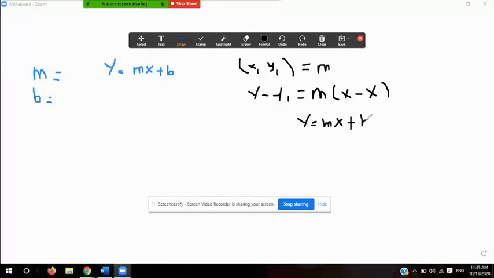So again, if I give you the ordered pair and the slope, what you're going to do in that case is basically use the point-slope formula, which is y minus y sub 1 equals m times x minus x sub 1. And then you're going to turn your answer into y equals mx plus b.